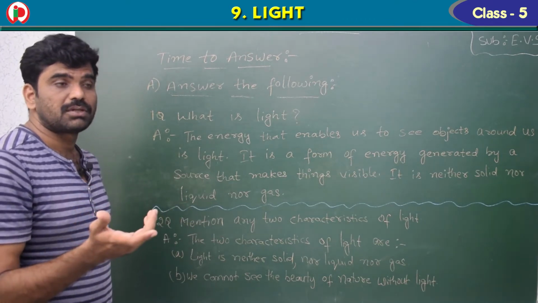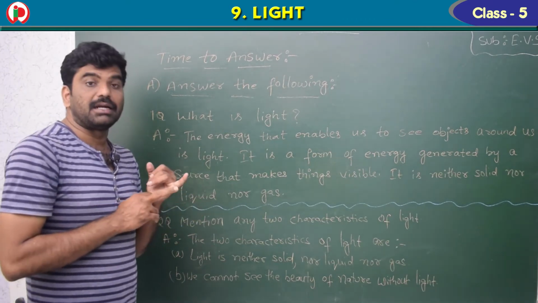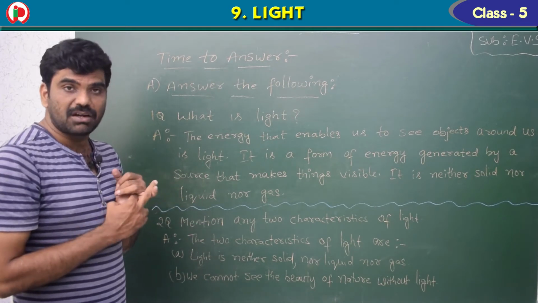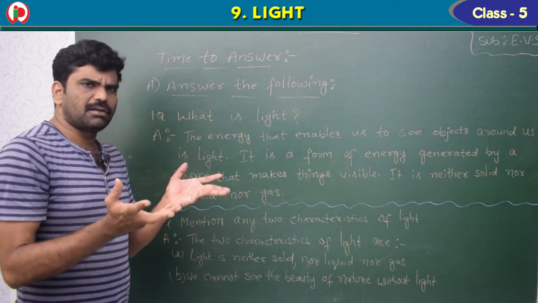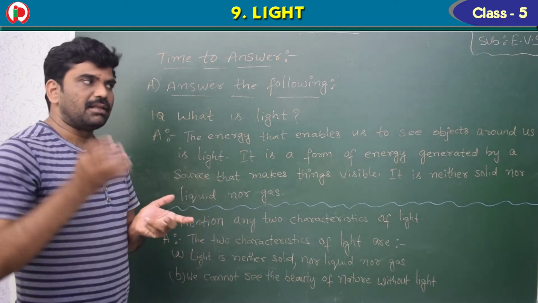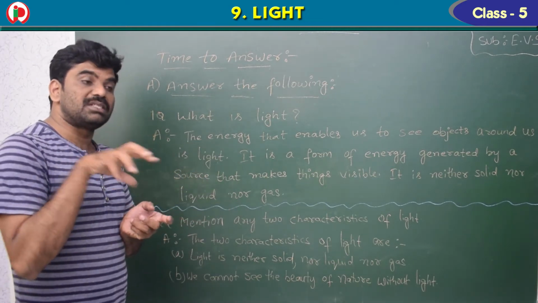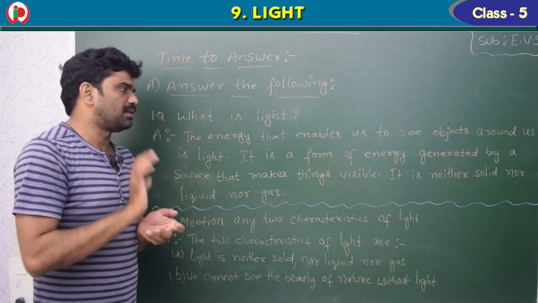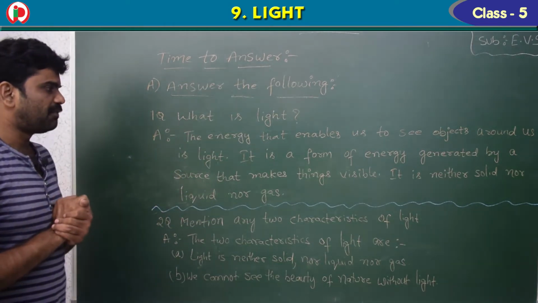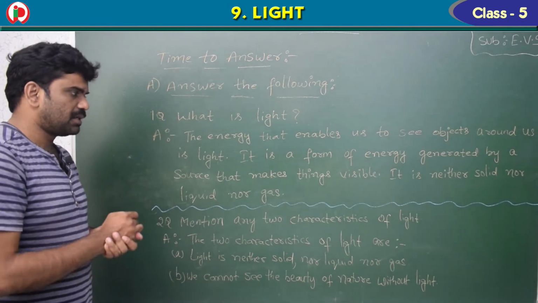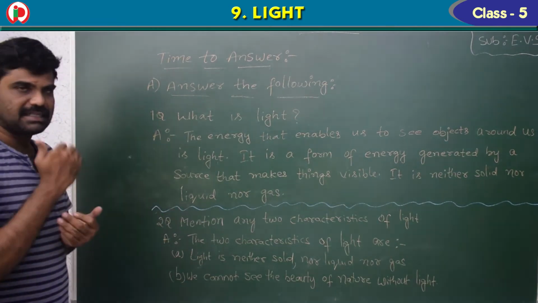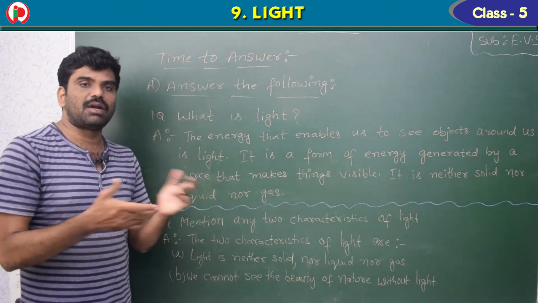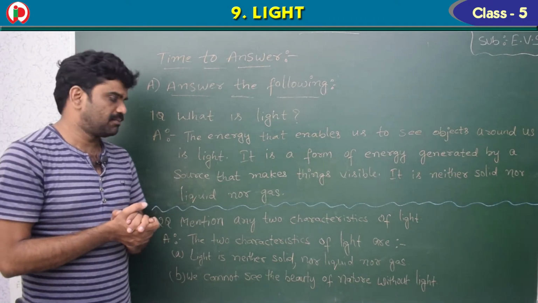What is the source? It might be the sun, it might be a candle, it might be a flashlight. In your phone, it might be a torch. Whatever the source might be, the source makes us see the things which are surrounding us. So it is a form of energy generated by a source that makes things visible. And it is neither a solid, nor a liquid, nor a gas.